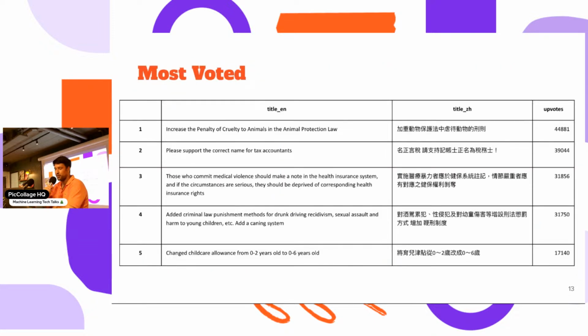Just for fun, I also looked at what the most voted proposals are. One you just saw is increasing the penalty of cruelty to animals in the animal protection law. So people in Taiwan really love animals. Number 2 is something about taxes, because nobody can evade taxes. Number 3 is about medical violence and criminal law punishments for drunk driving. It's also a big topic on this platform, and something about childcare.